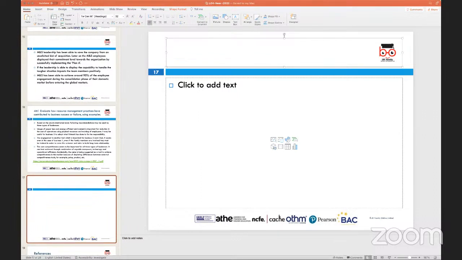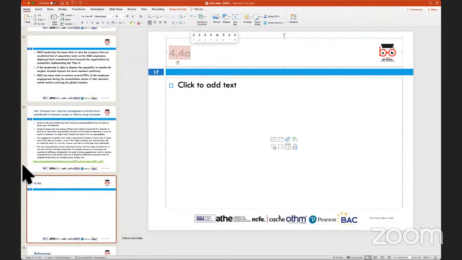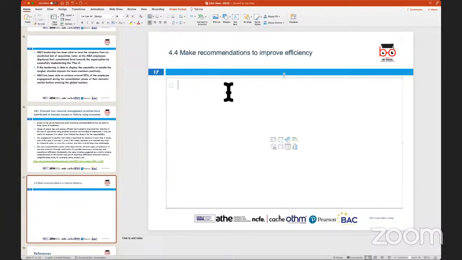In some cases, recommendations can only be made if we look at an example of an organization and also the data that we have. So in this case, how do we look at making recommendations to improve efficiency within an organization?